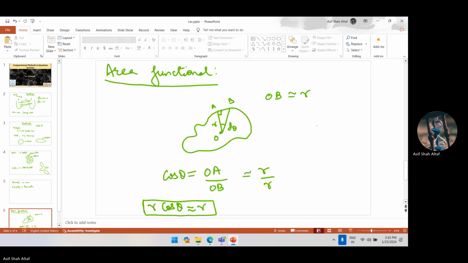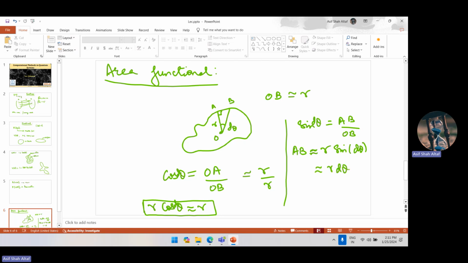Right? Similarly, you can find sine theta, which will be AB by OB, such that your AB will be R. Okay, I made a mistake. It should be d theta here, such that this will be R sine d theta, fine. And for very small d theta, I can approximate it as d theta, fine. So this will be AB.